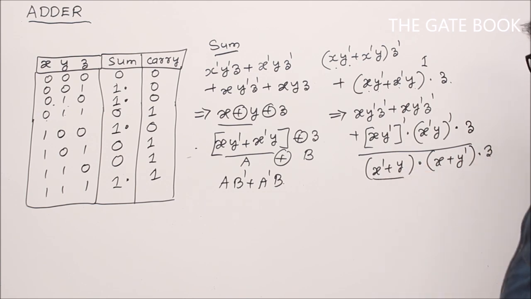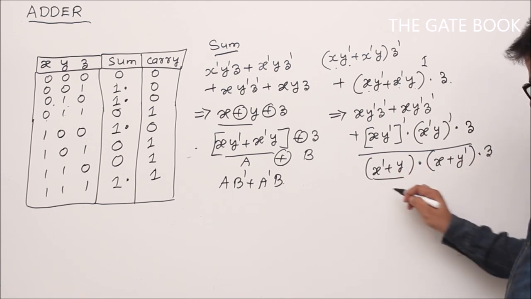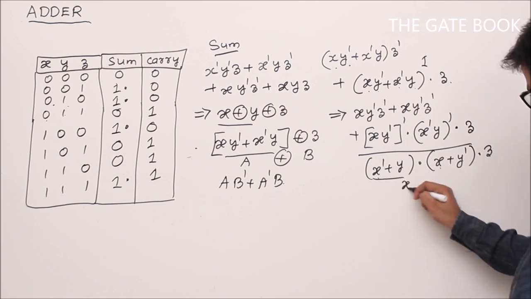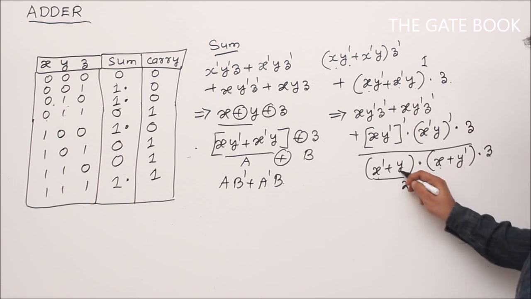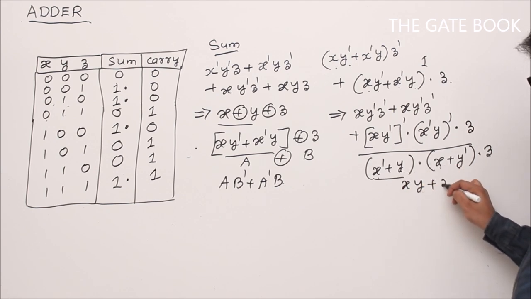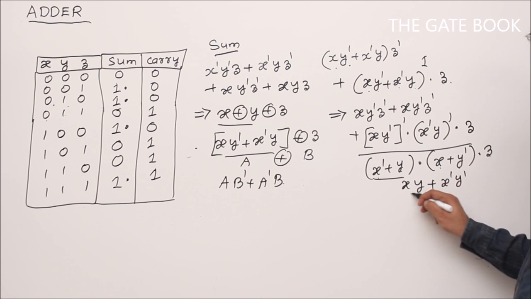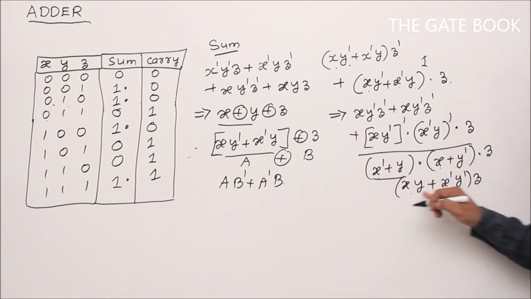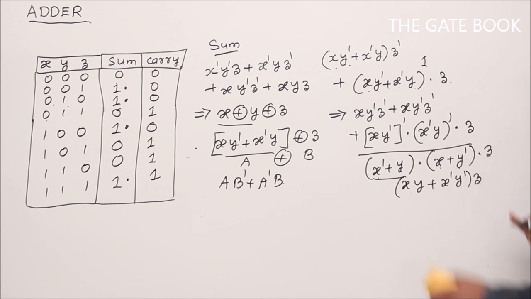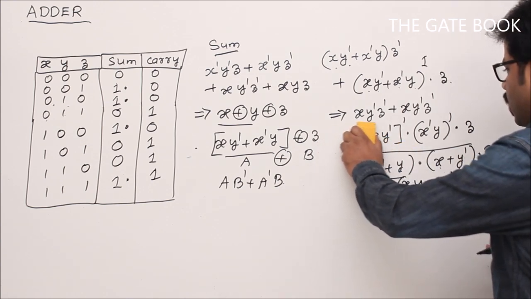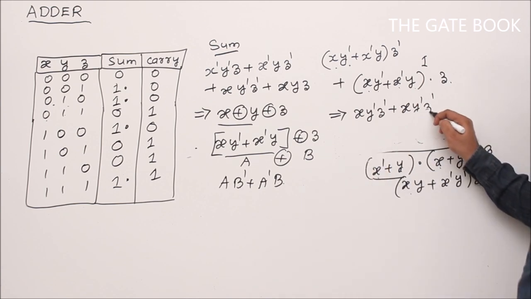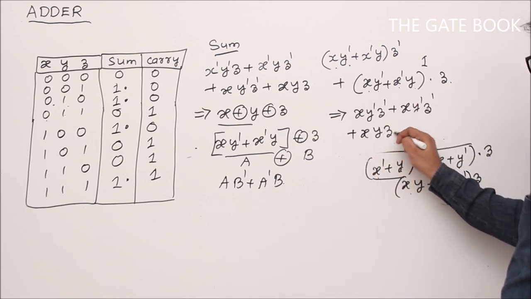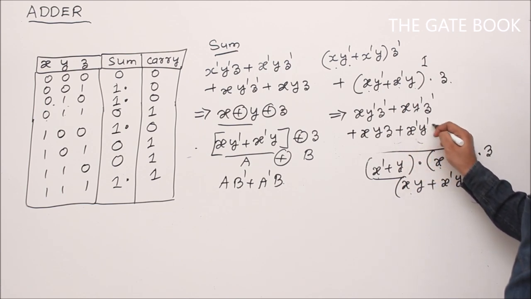See again here, x bar plus y into x plus y bar. If I do first, x into x bar is 0, x into y is xy, plus y bar into y is 0, plus y bar into x bar is x bar y bar. You get xy plus x bar y bar, into z. Then what happens? It would be xyz plus x bar y bar z. Let me replace here. So this entire part would be xyz plus x bar y bar z.